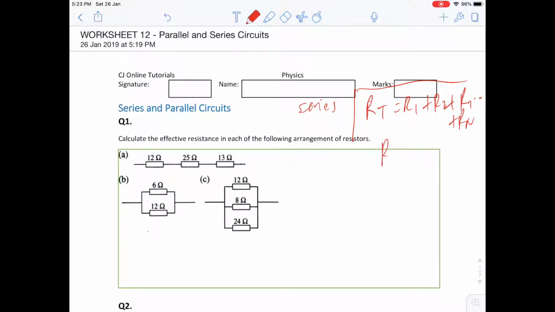And for parallel circuit, this is parallel. The formula is just 1 over R1. Oh sorry, let me rewrite this neater. 1 over RT, the inverse of RT, equals the inverse of your resistance R1, plus 1 over R2, and so on and so forth. In case this looks familiar, it's because this is like the spring.